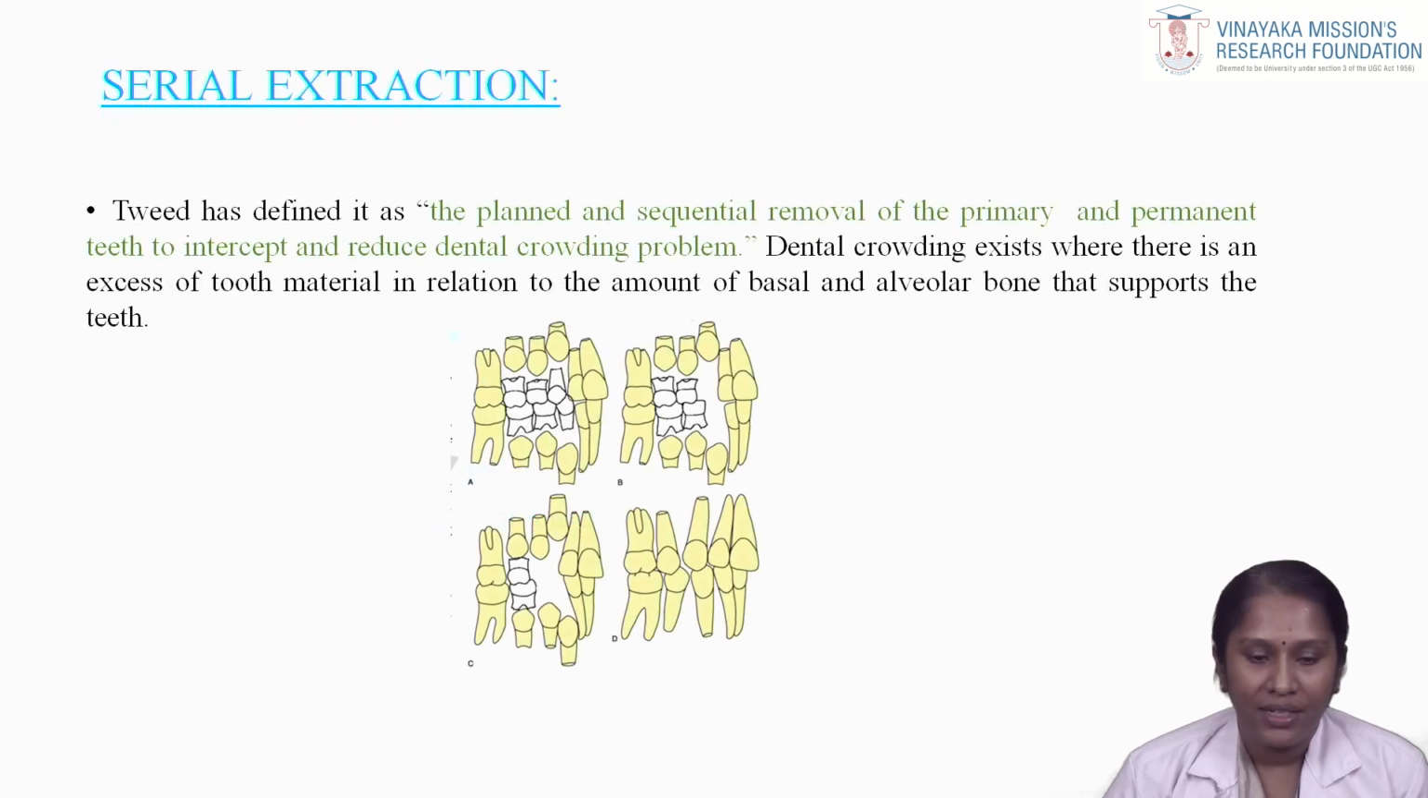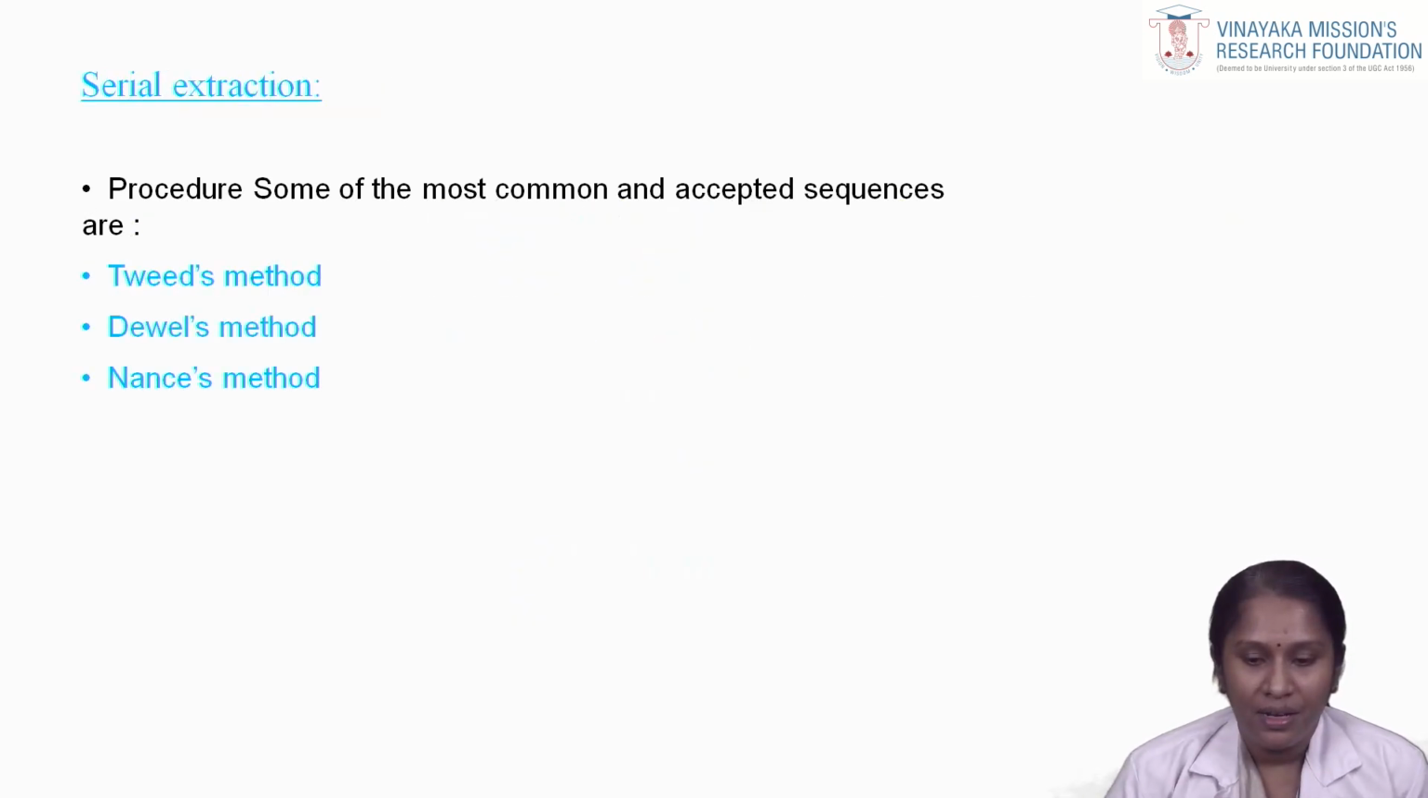Coming to serial extraction, Tweed defined it as the planned and sequential removal of primary and permanent teeth to intercept and reduce the dental crowding problem. Dental crowding exists when there is an excess of tooth material in relation to the amount of basal and alveolar bone that supports the teeth. The commonly accepted procedures are Tweed's method, Dewey's method and Nance method. The Nance method is very similar to Tweed's method.